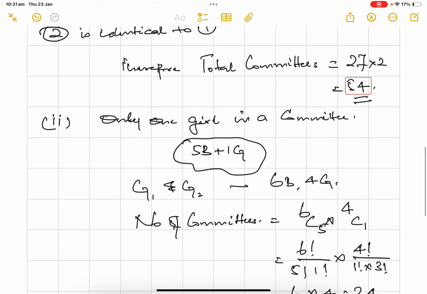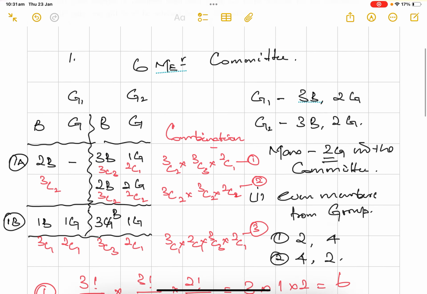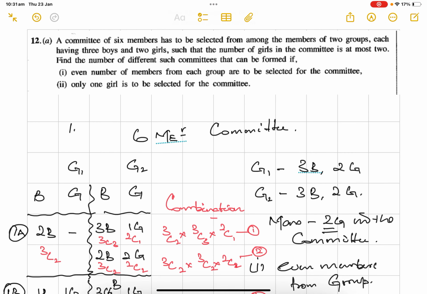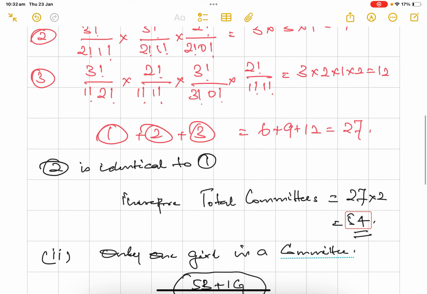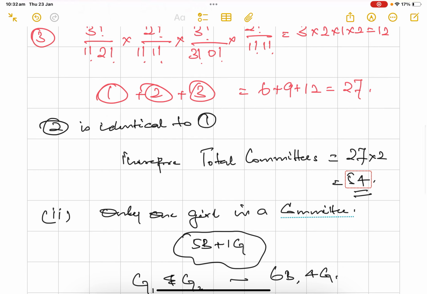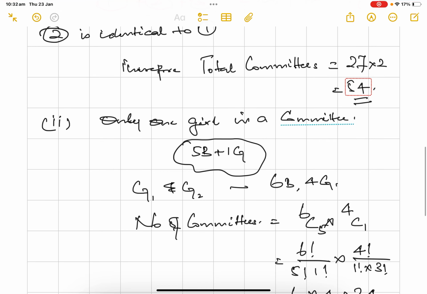Okay, that's the first part done. The second part, let's read it again. The second part says only one girl is to be selected for the committee. So one girl and five boys. That is so simple. From the two groups, it's one girl. So it's easier straight away. We have both groups G1 and G2. So it's not that we have to take one from one group. It's not a condition, but it's 6 members, one girl.